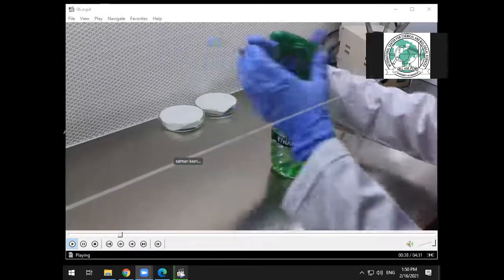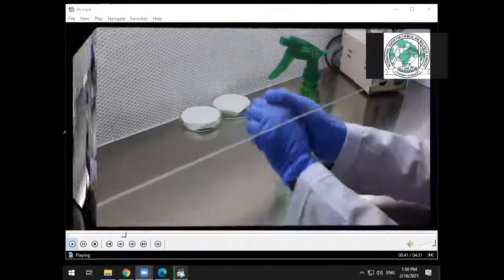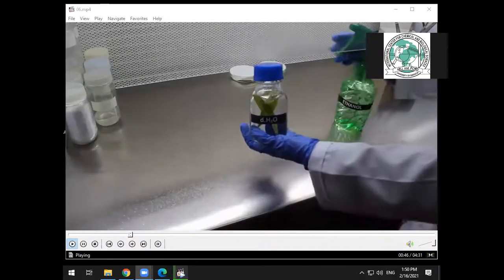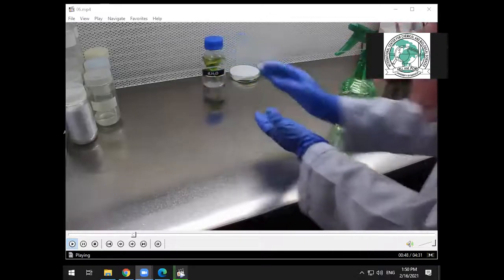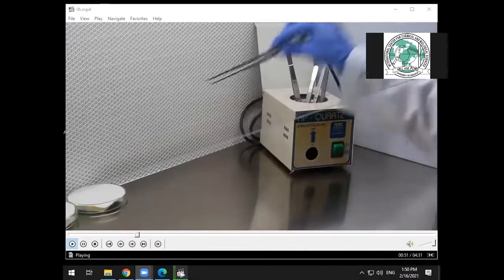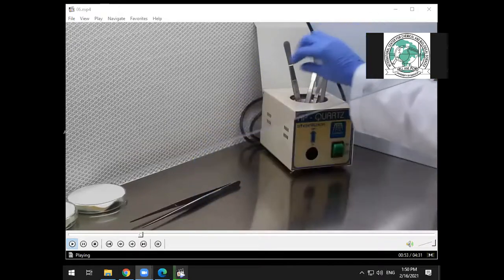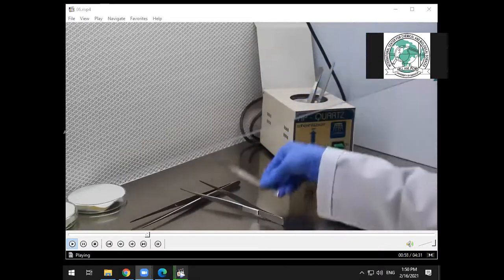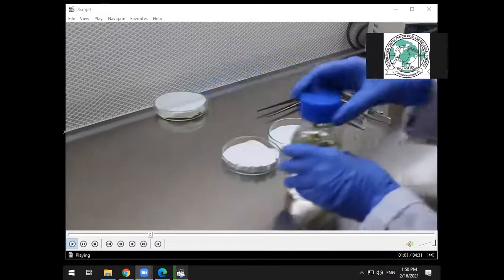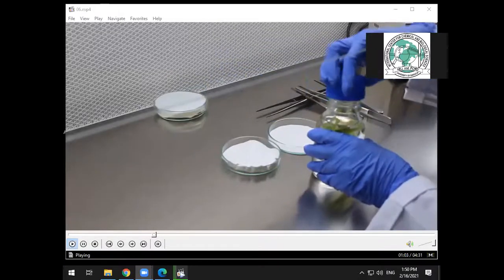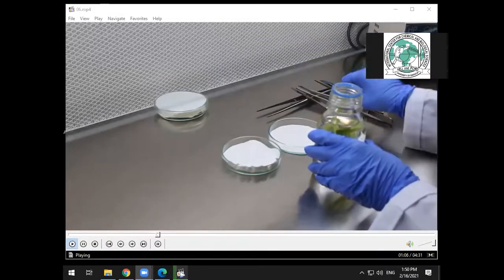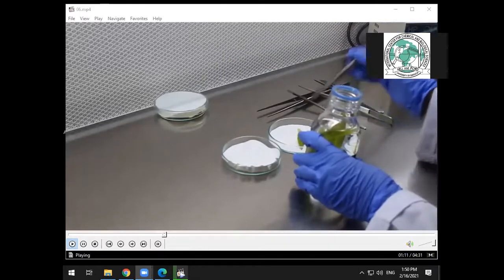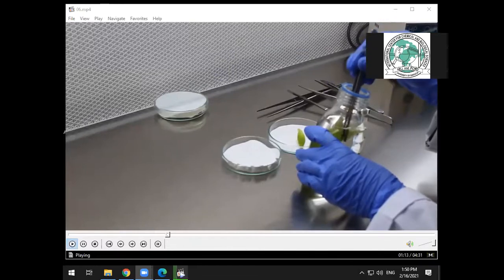Put on a pair of gloves and sterilize them with 70% ethanol. Disinfect the sterilized explant with 70% ethanol before taking it into the hood. Take your tools out of the sterilizer, like forceps and blades. Take out the explant from water and put it on a petri dish with 2 filter papers.